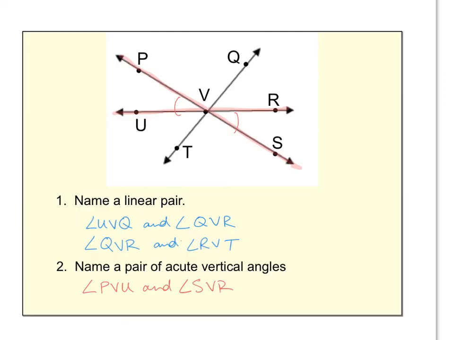So remember, if you're not sure how to name an angle, just start at one spot and trace it. Here we started at S, we went to V, we went to R. That'd be a good way to name that angle. You could have also named it RVS.